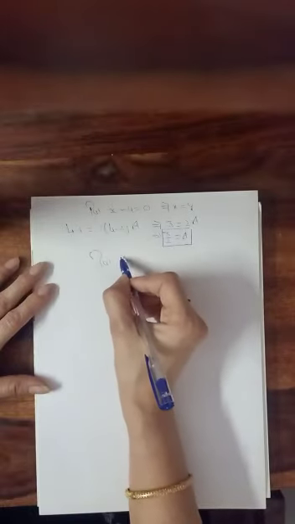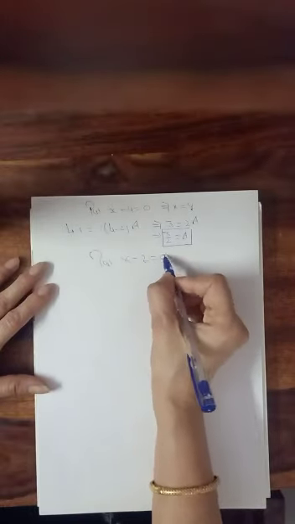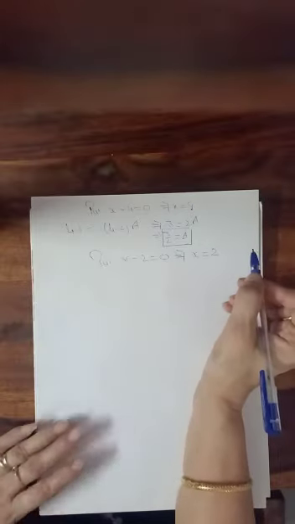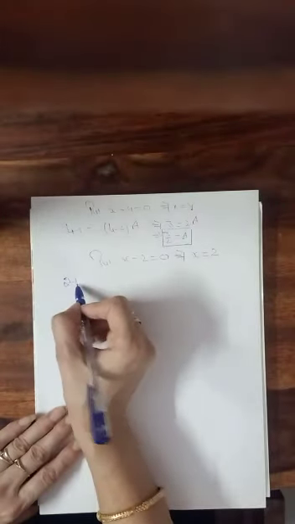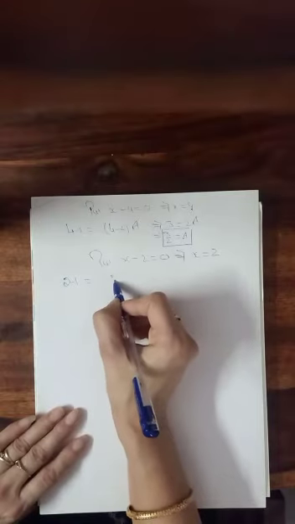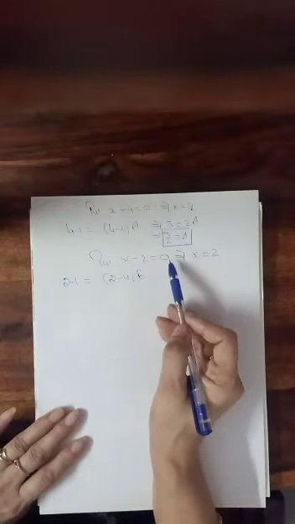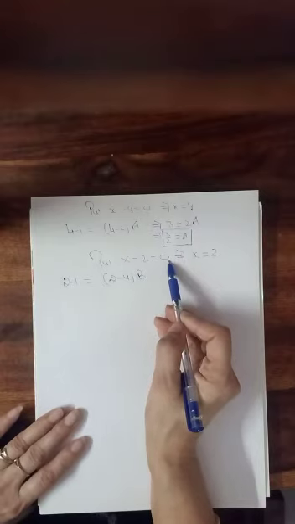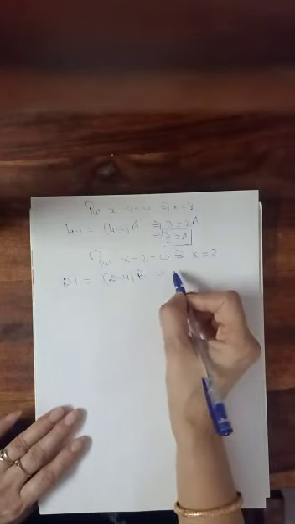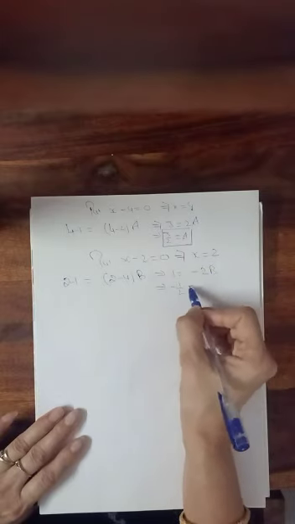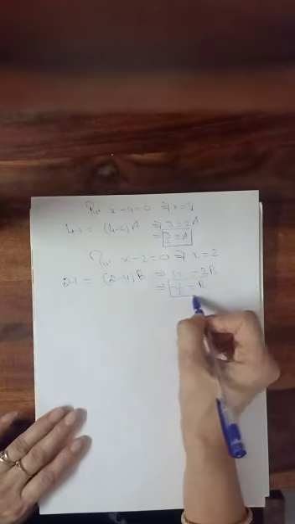Next we will put x minus 2 equals to 0, or x equal to 2. So the left hand side will become 2 minus 1 equals to (2 minus 4) into b. Because x minus 2 is equal to 0, the first term will become 0. 1 equals to minus 2b, or minus 1 by 2 equals to b.